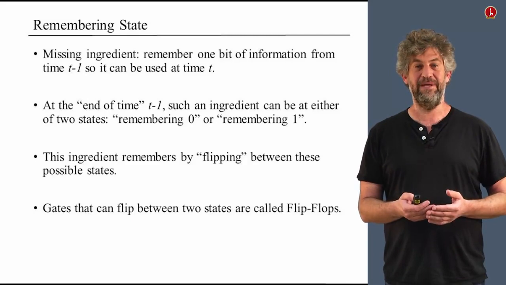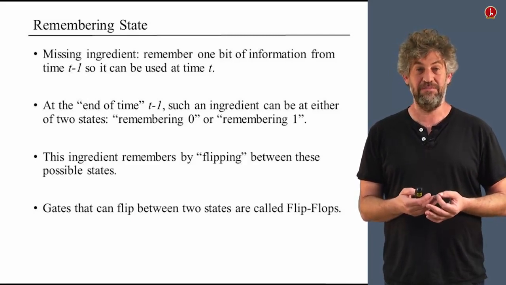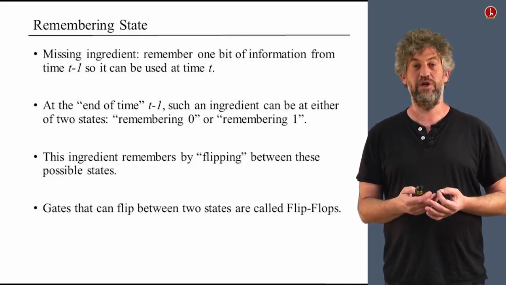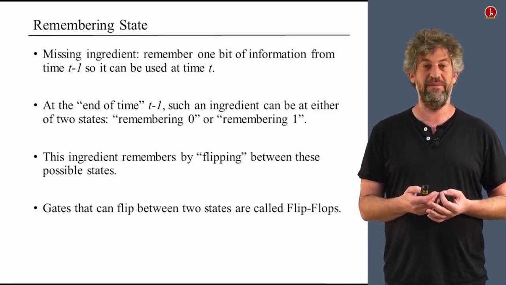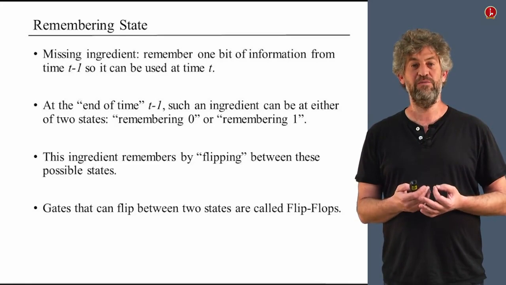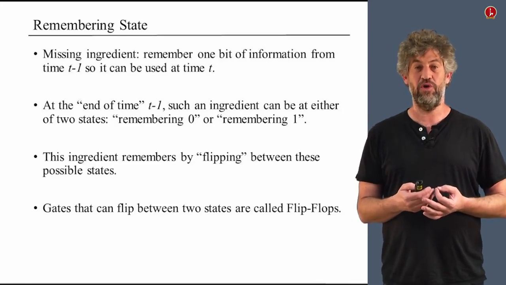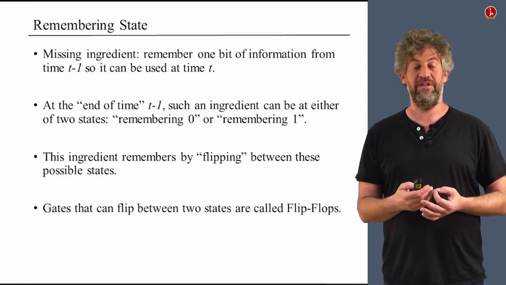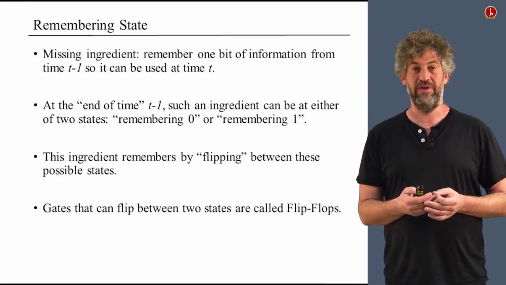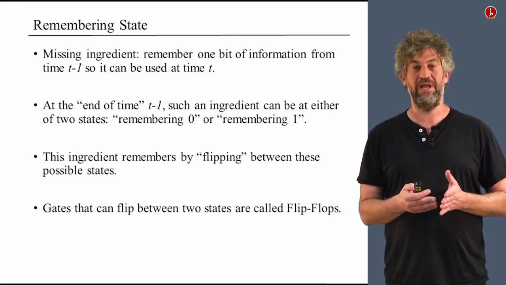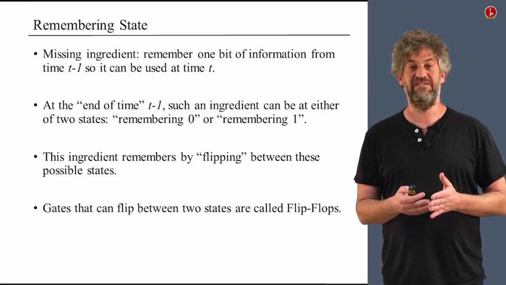Well, the missing element, at the very basic point, is we need something to actually remember one bit of information, move one bit of information from time t minus 1 to time t. This is what we have missing. We have lots of combinatorial logic so far that can do any kind of manipulations that we want within a single time unit. But actually moving information from time t minus 1 to time t is something that is still missing.